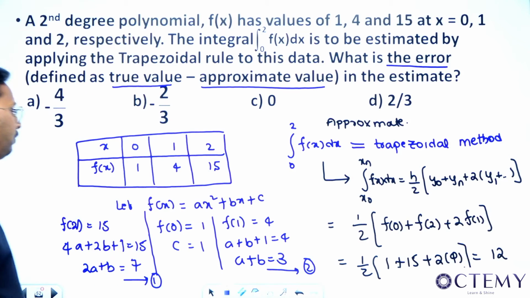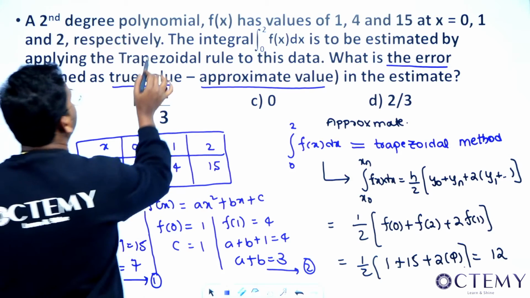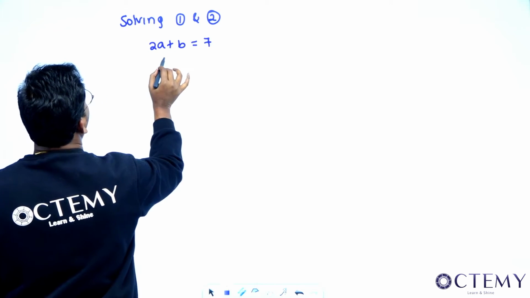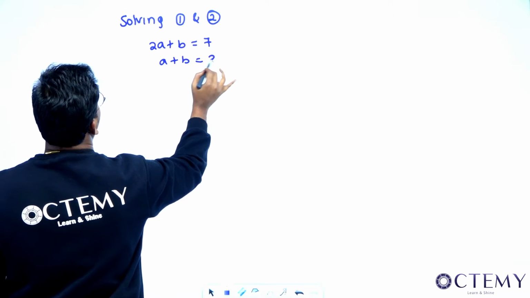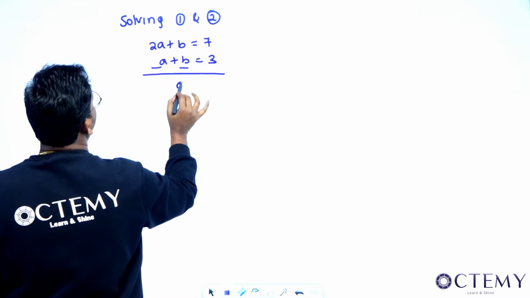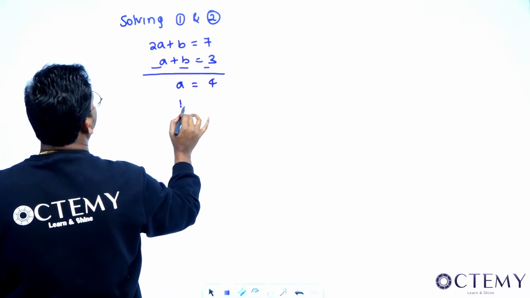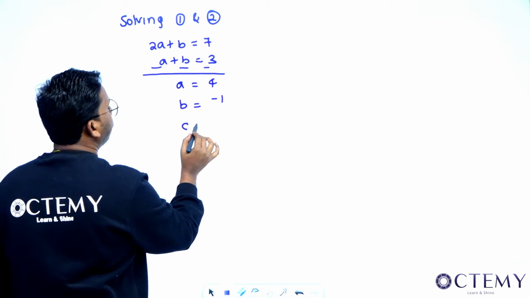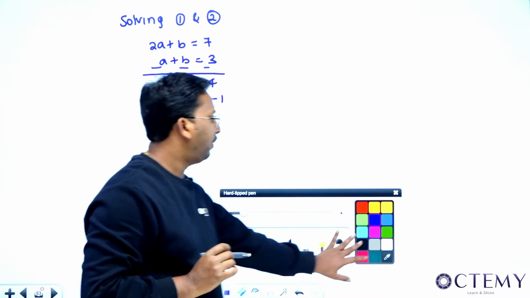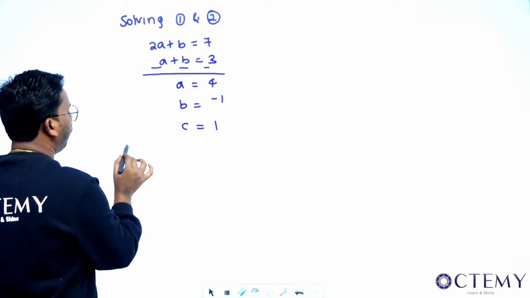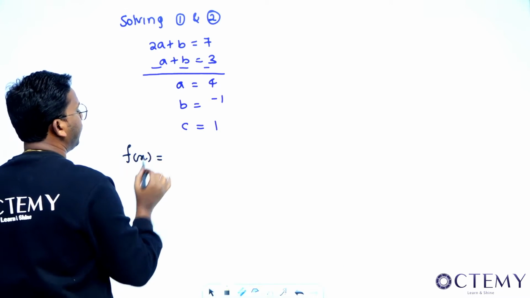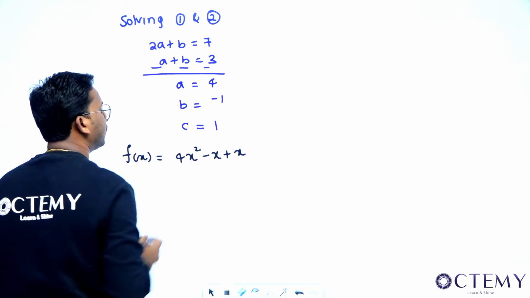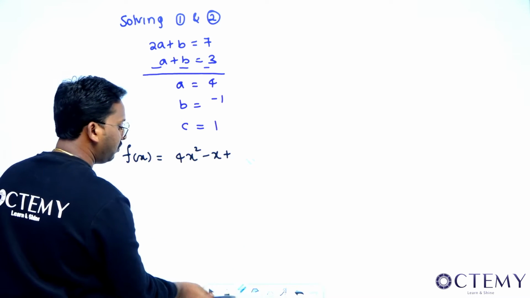What are we going to get? a plus b equal to 3, and 2a plus b equal to 7. Subtract. So a is equal to 4, b is equal to minus 1. And we already know c is equal to 1. Which implies what will your f of x become? That means f of x will be 4x square minus x plus 1, because c is 1.